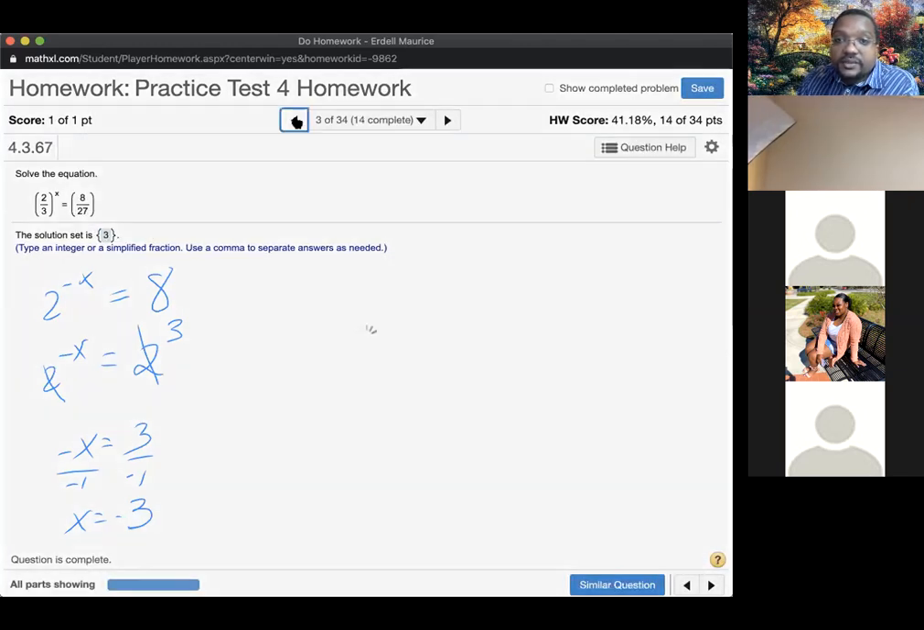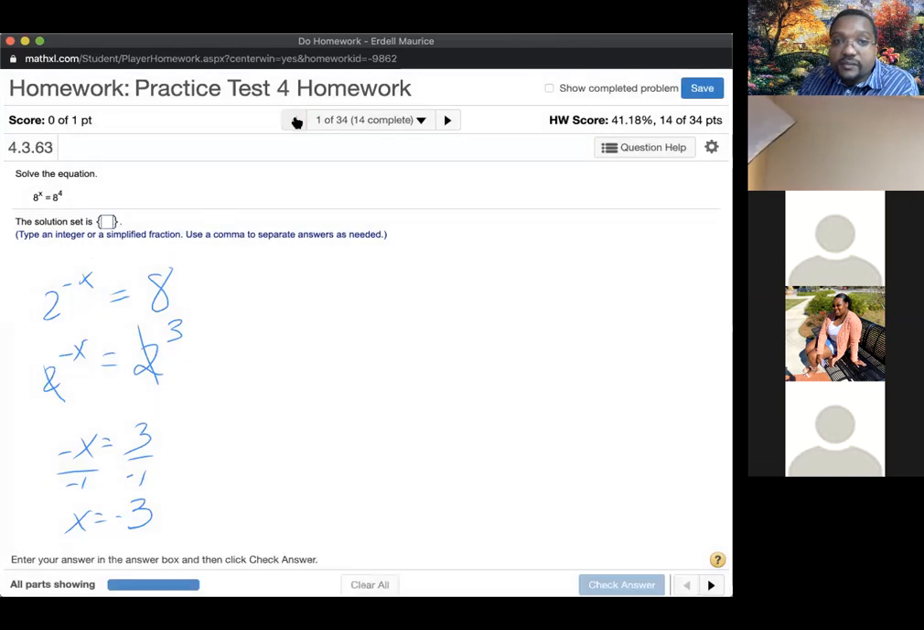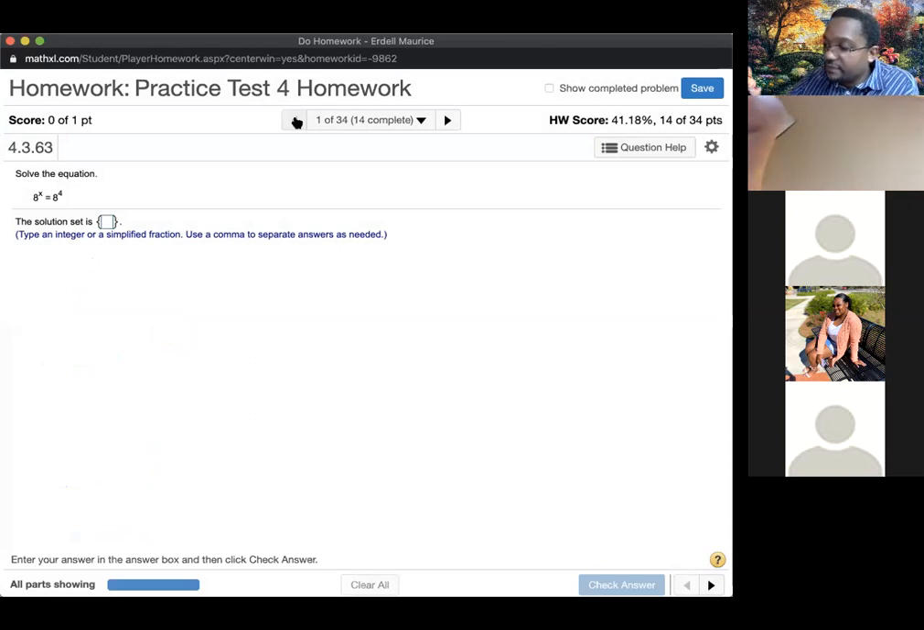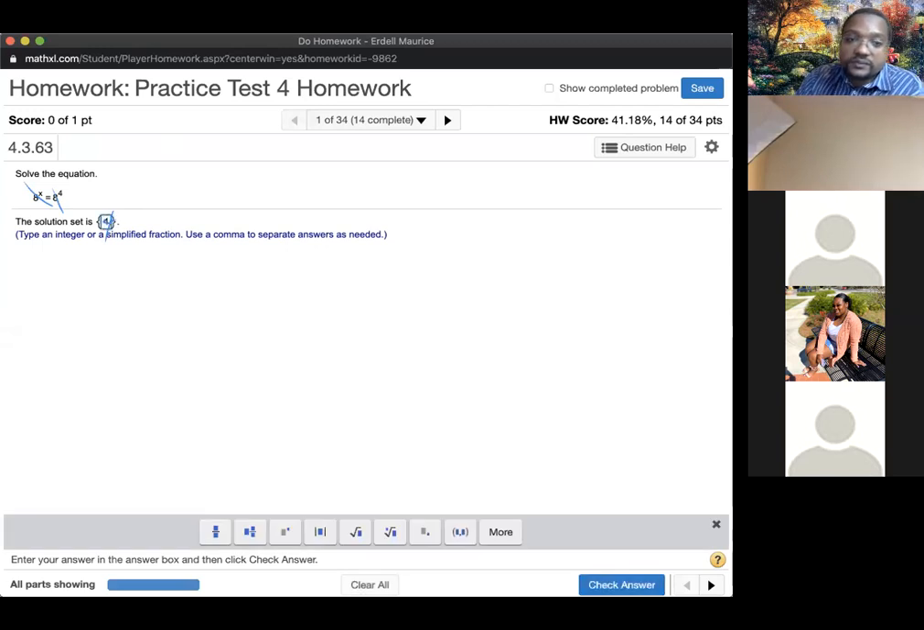And then the last one, x is 4. Cancel and cancel, that leaves us with just a 4. Therefore, x is 4, after you cancel out the bases.